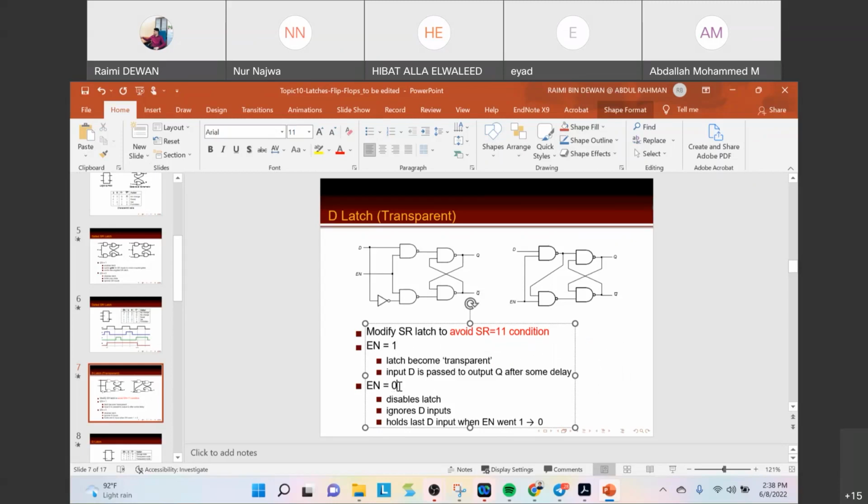So when enable is 0, it disables the latch operation. It doesn't care about your D input, the D signal, and it holds the last D input when enable went from 1 to 0, meaning the falling edge. Falling edge means going from state 1 to state 0.